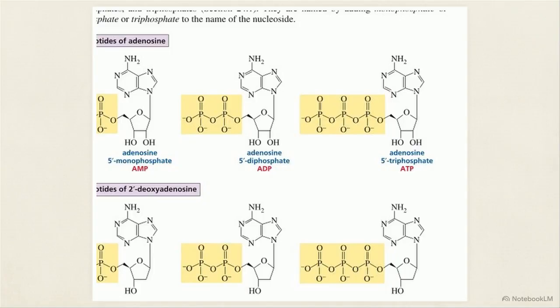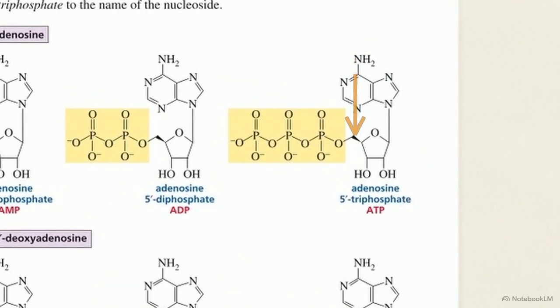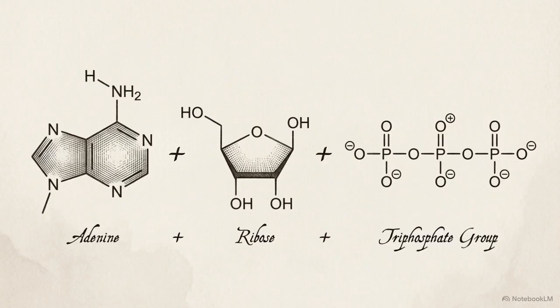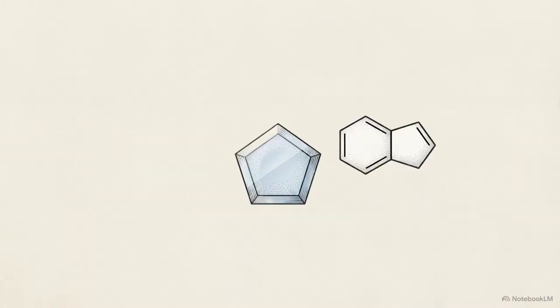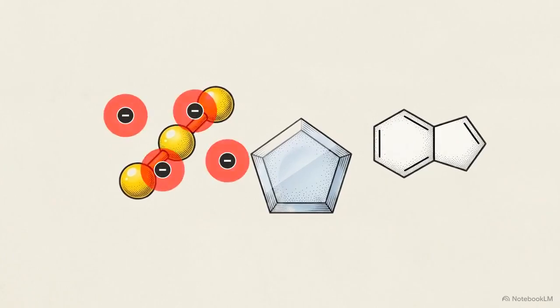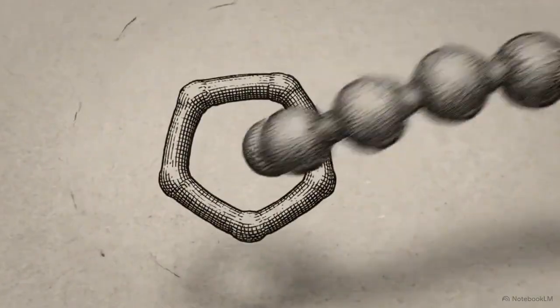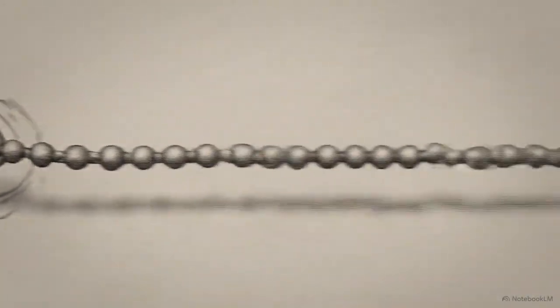Looking at the structures here, we introduce the final piece required for polymerization. A triphosphate group is added via an ester linkage to the 5' carbon of the sugar. The model on the far right shows adenosine 5' triphosphate, or ATP. Once the base, sugar, and triphosphate group are fully assembled, the unit is a nucleotide. The addition of those 3 phosphate groups creates a dense cluster of negative charge. These triphosphorylated monomers now hold the thermodynamic potential energy required to drive the synthesis of a long polymer chain.